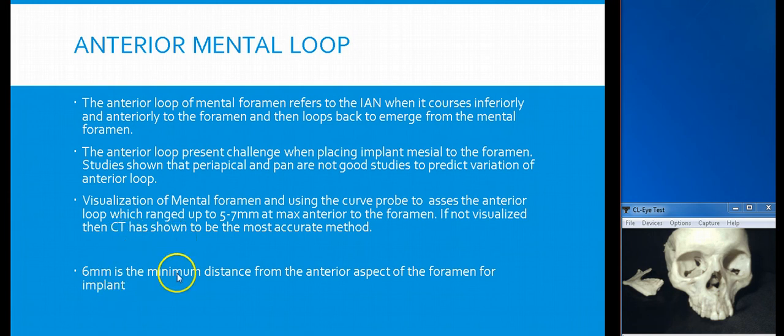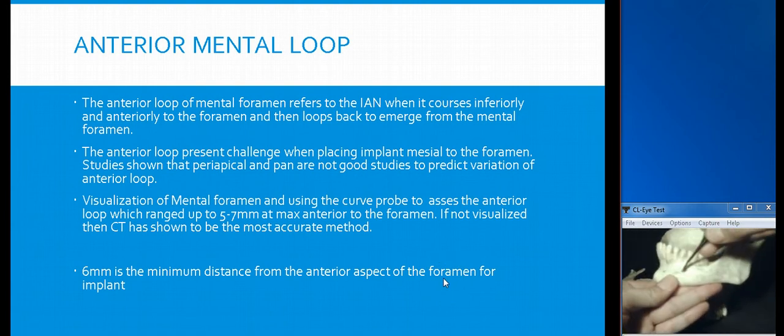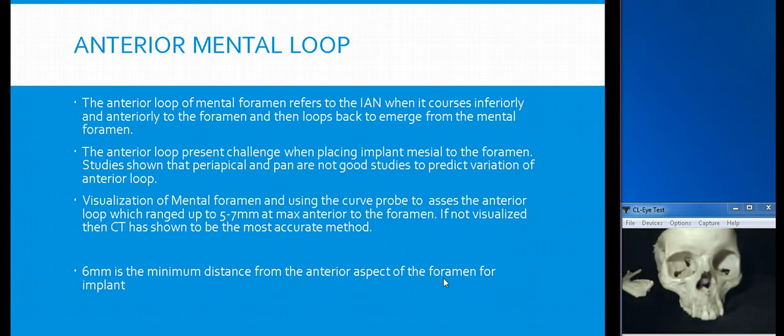So 6 millimeters is the minimum distance from the anterior aspect of the mental foramen. What does that mean? If this is the mental foramen, you want to have about 6 millimeters anteriorly, and you don't want to cross below this line. So for 6 millimeters anteriorly you want to stay above, and after the 6 millimeters you should feel comfortable going below the mental foramen. So let me pull up a CT and give you an example.